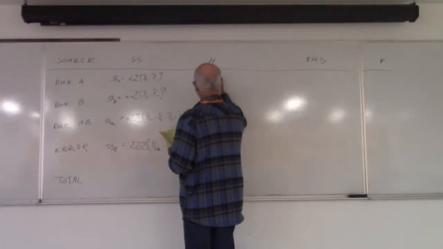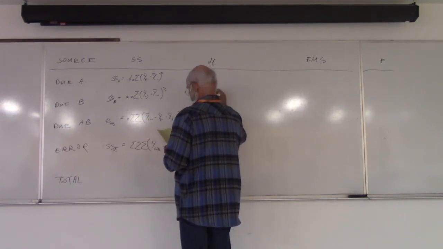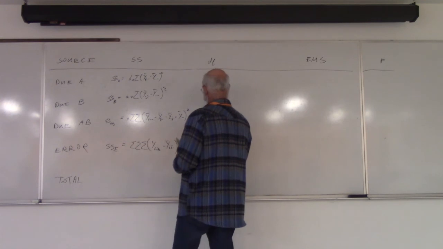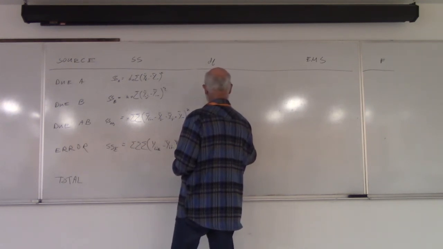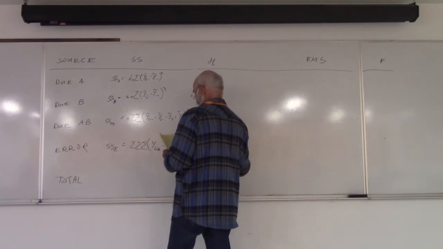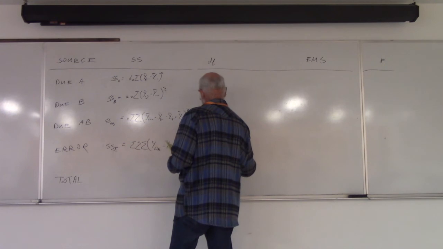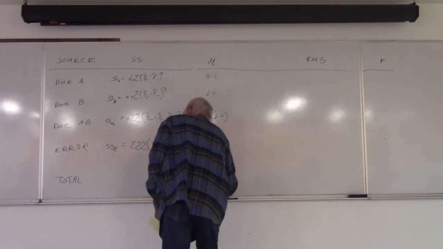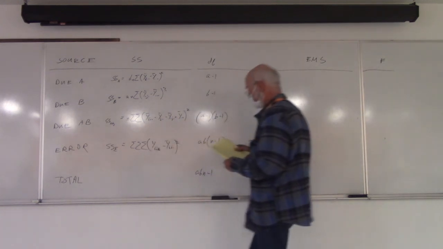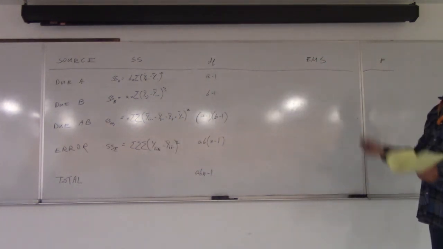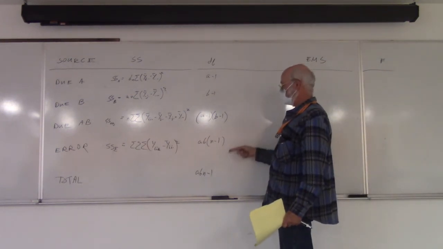Here I'm going to have a minus 1. Here I'm going to have b minus 1. Here I'm going to have a minus 1 times b minus 1. And here I'm going to have ab times n minus 1. And here I have ab times abn minus 1. At home, you can convince yourself that this plus that is equal to that.